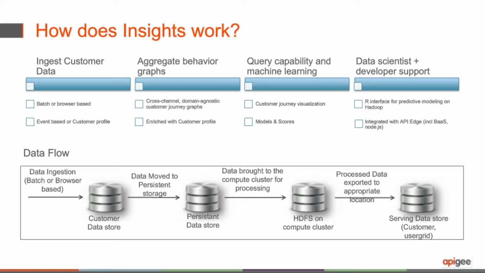And finally, we connect with the serving layer, whether it is exposing the data to the user grid so that it can be served out, delivering the data back to the customer data store so that the customer can ingest it, or serving the application layer so that the UI can work with the data.